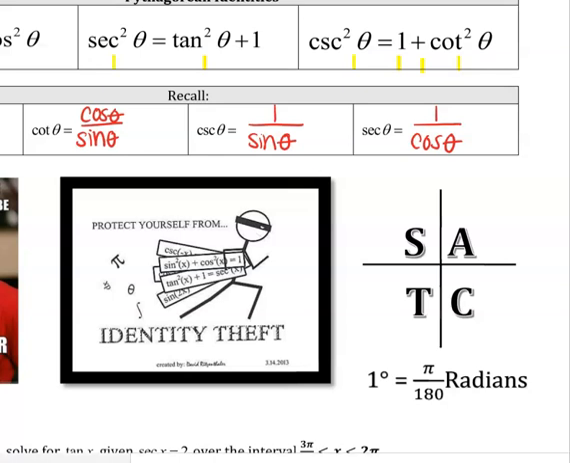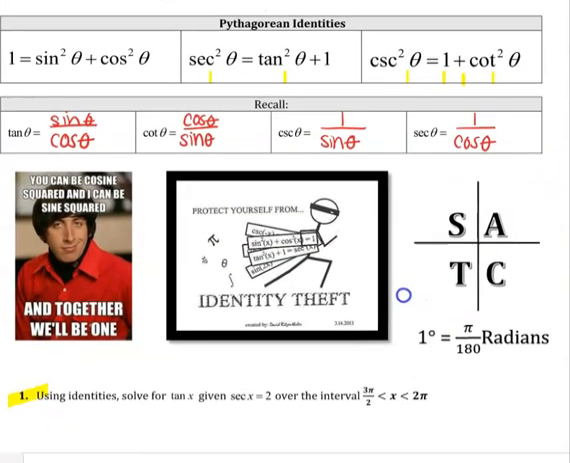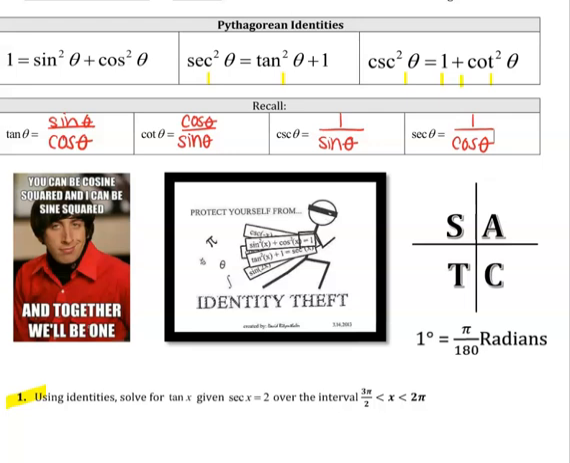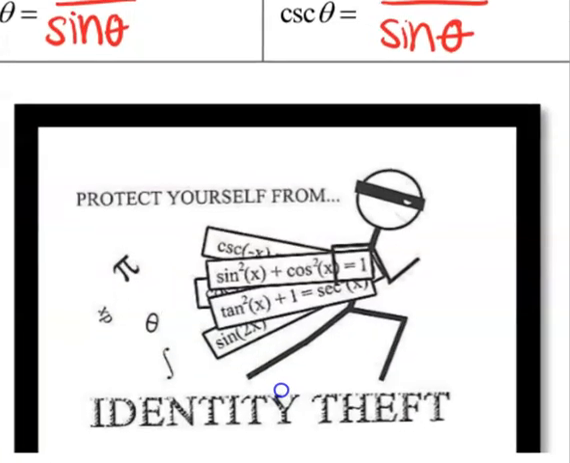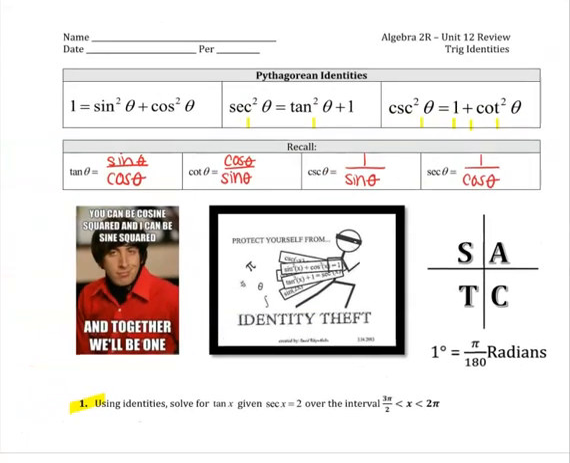So before we jump into some of the problems, you can see we have some cute little jokes here. You can be cosine squared and I can be sine squared and together we'll be 1. We've got our identity theft. Look at him running away with all those Pythagorean identities. Don't forget we have our ASTC chart that's going to be relevant in what we do today, and also just a unit conversion for radians for when we need it.